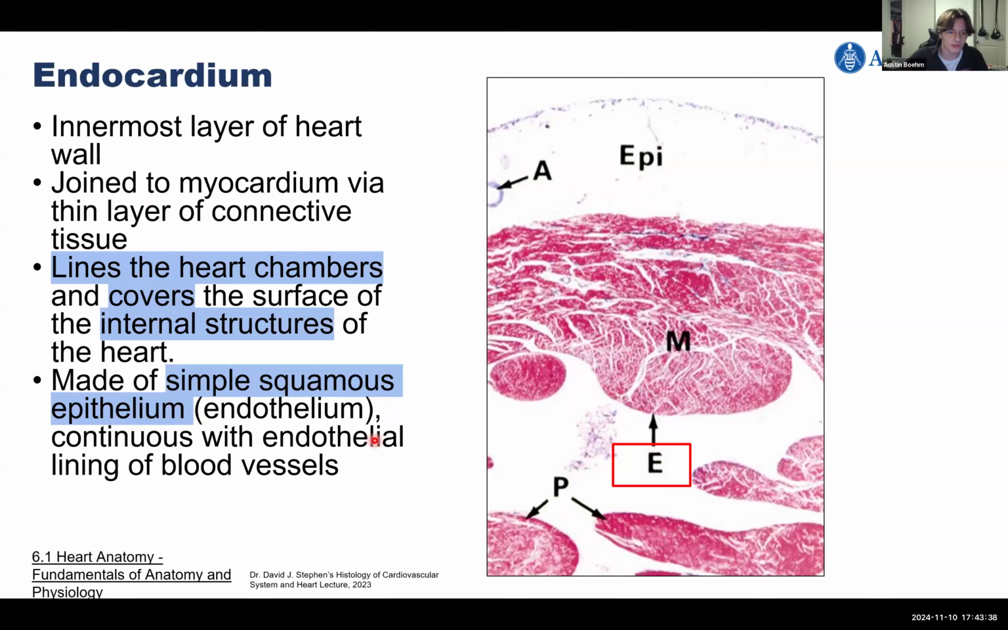It's also called the endothelial cells. That's another name for those that you may see, which is going to be continuous with the greater vessels that branch out of the heart and go into veins and those types of things.